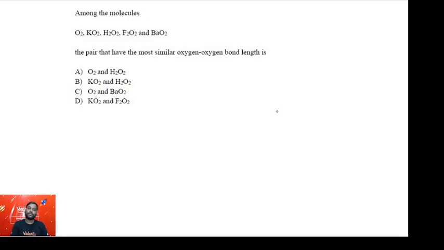The next question is, among the molecules O2, KO2, H2O2, F2O2 and BaO2, the pair that have the most similar oxygen-oxygen bond length is. Alright, we know that the bond order is inversely proportional to the bond length, right? So in O2, the bond order is 2. There is a double bond between O and O.